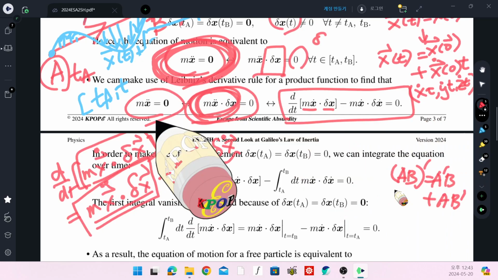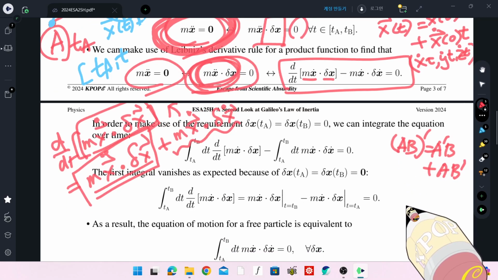And delta x is an arbitrary variation from the physical path that is the straight line connecting A and B, the starting and end points of the physical path of a massive particle that is free of any net external force.